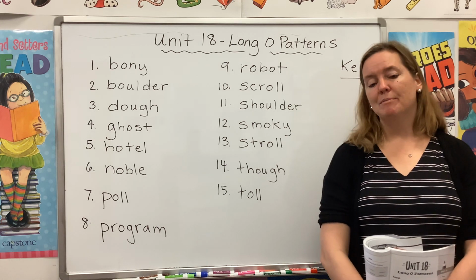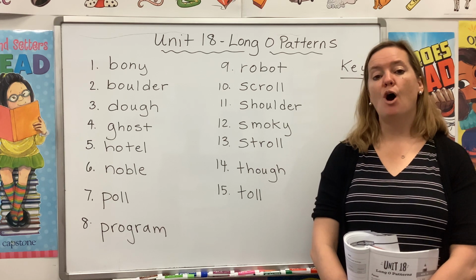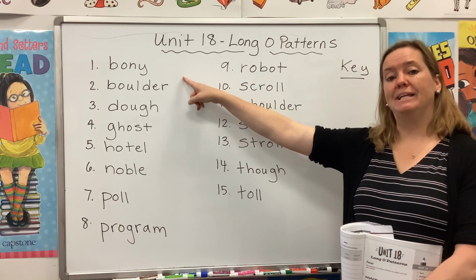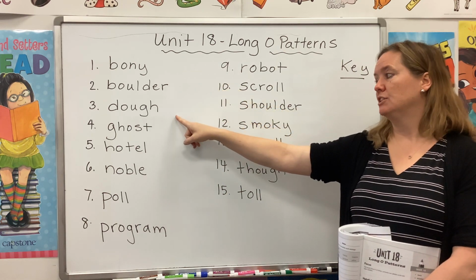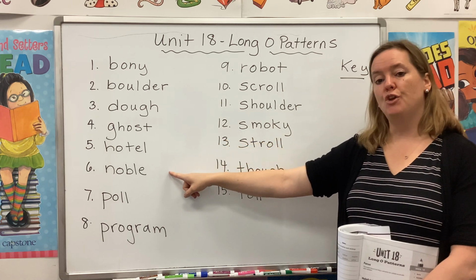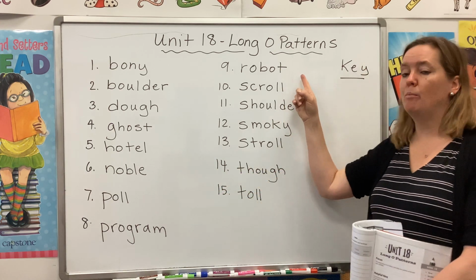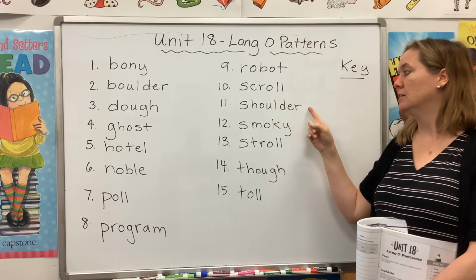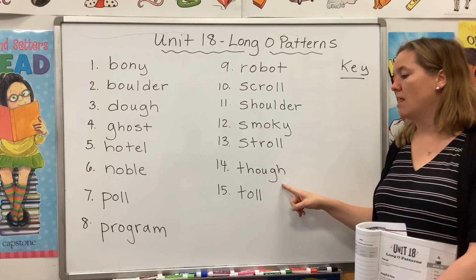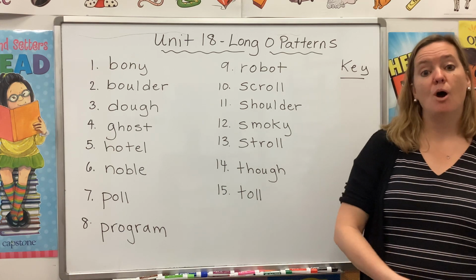But before we do that, let's read our list. Please repeat after me and try to listen for that O sound in each word. Here we go. Bony, boulder, dough, ghost, hotel, noble, pole, program, robot, scroll, shoulder, smoky, stroll, though, and toll. Okay, hopefully you heard that O sound.